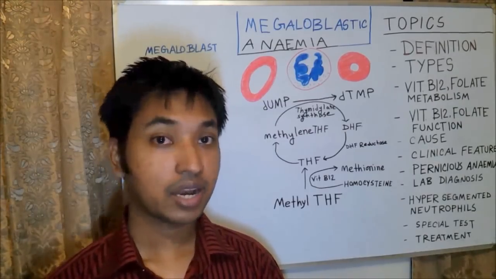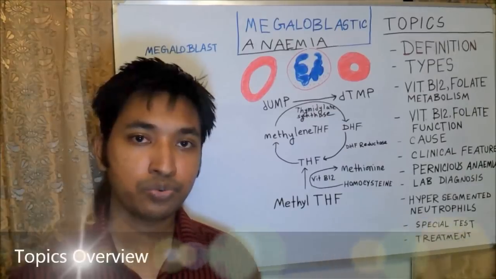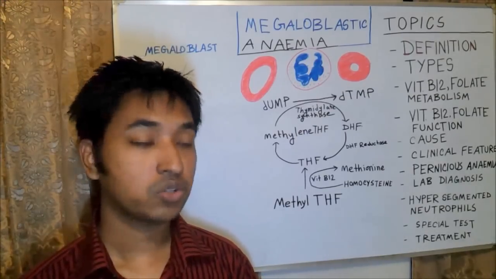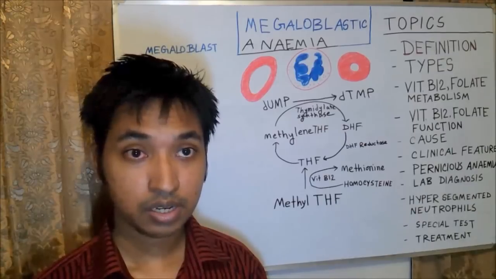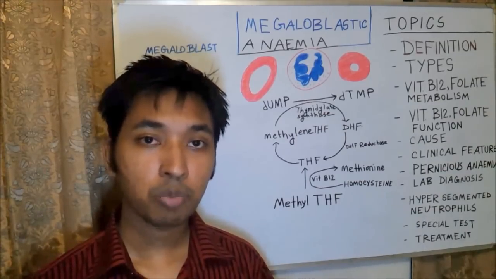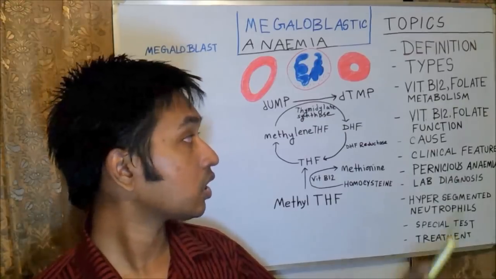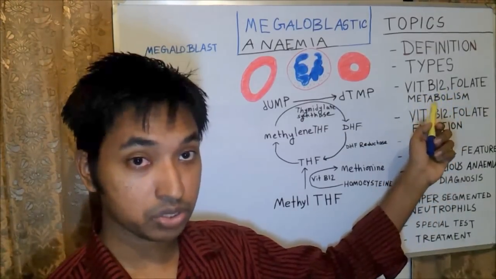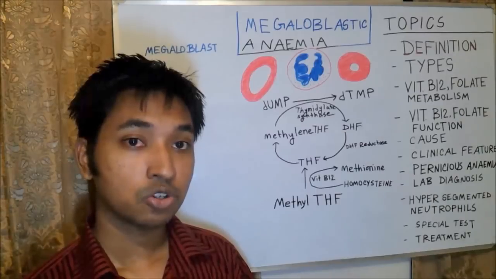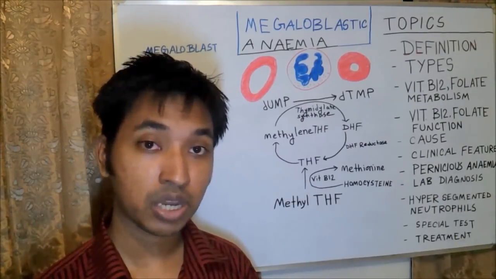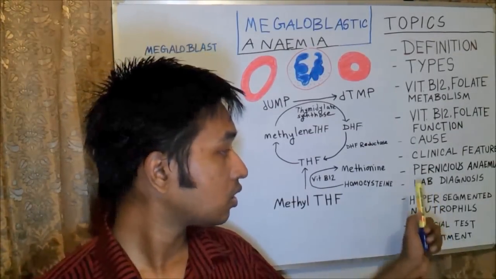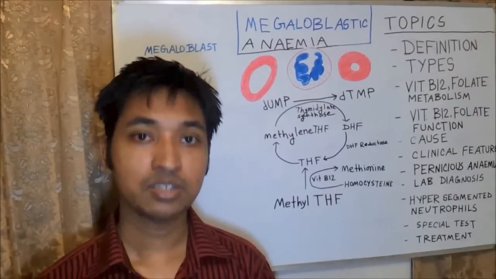Today's topic is megaloblastic anemia. In this video, first we will try to define megaloblastic anemia and megaloblast. Then we will discuss the types of megaloblastic anemia, and since vitamin B12 and folate deficiency are the most common cause of megaloblastic anemia, we will then discuss vitamin B12 and folate metabolism. We will also discuss the clinical features of megaloblastic anemia. We will also discuss briefly a special subtype known as pernicious anemia, and then we will discuss the common lab diagnosis, special test and treatment.